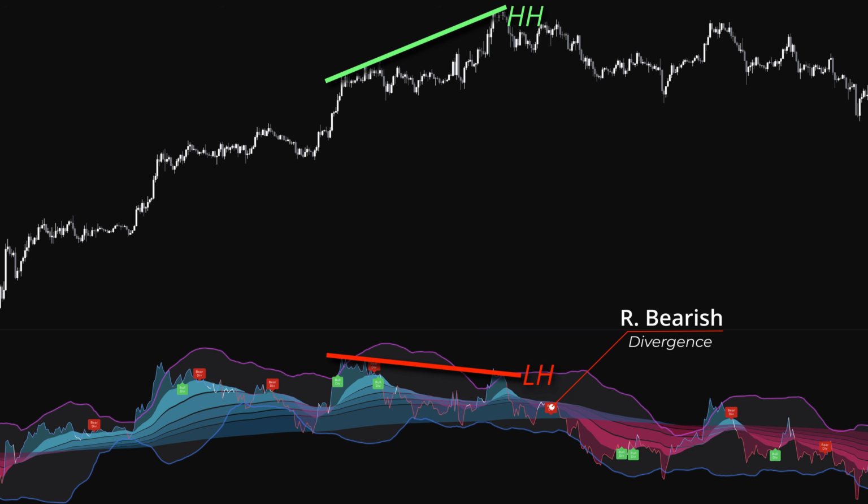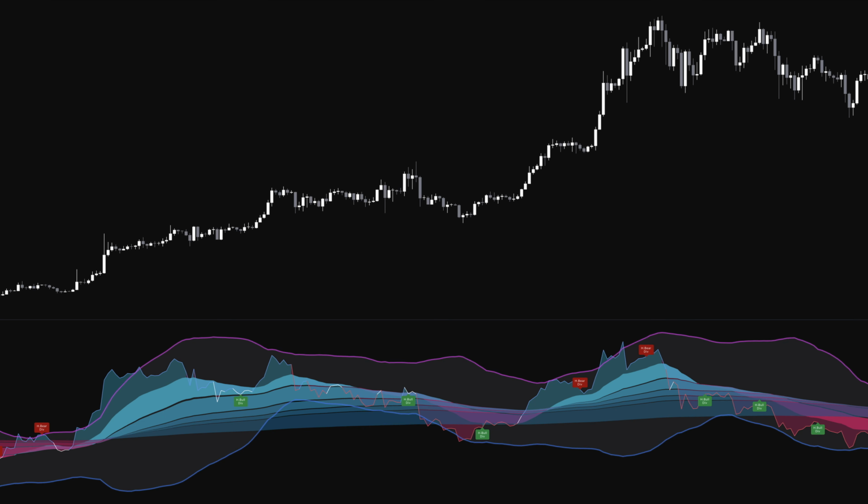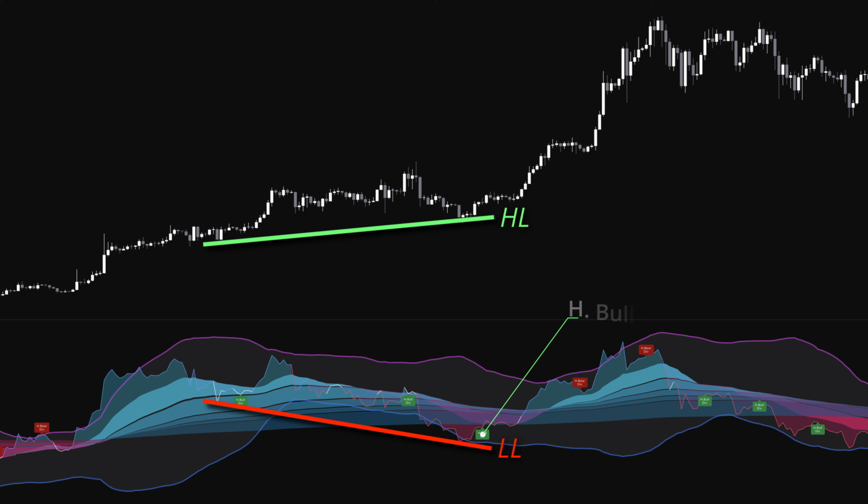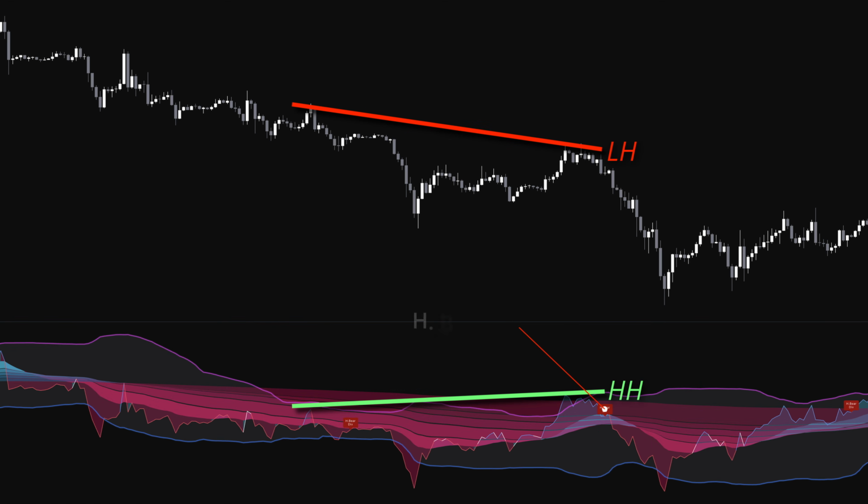Price makes a higher high while RSI makes a lower high, indicating momentum is fading at the top. Hidden divergences signal trend continuation. A hidden bullish divergence forms when price makes a higher low, but RSI makes a lower low, a sign that the pullback is shallow and the uptrend is likely to resume. A hidden bearish divergence is the reverse, appearing during pullbacks in a downtrend.